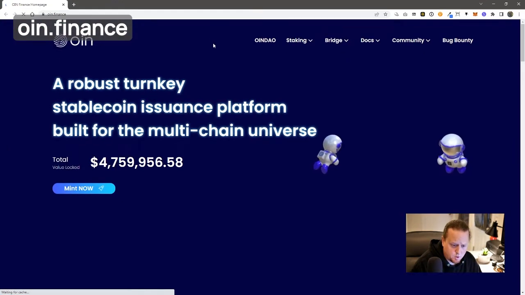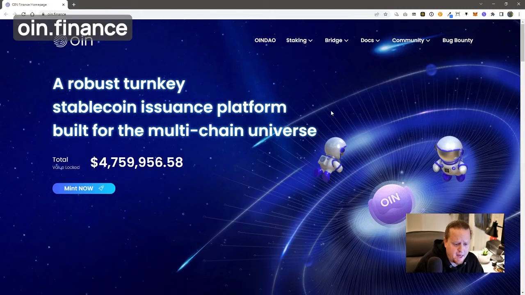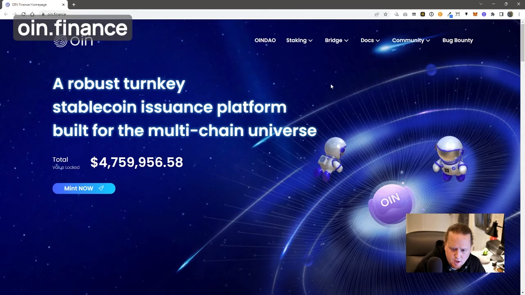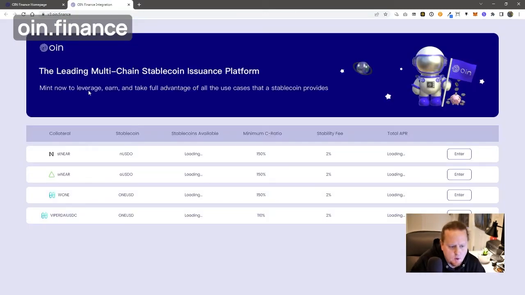The next project we're going to look at is Ref.finance. Ref.finance is a stablecoin issuance platform and also provides staking and bridge functionality. As you can see, OIN is the leading multi-chain stablecoin issuance platform. So you can leverage, you can stake, you can do a variety of DeFi protocols here in order to make great APRs or to increase your profitability.